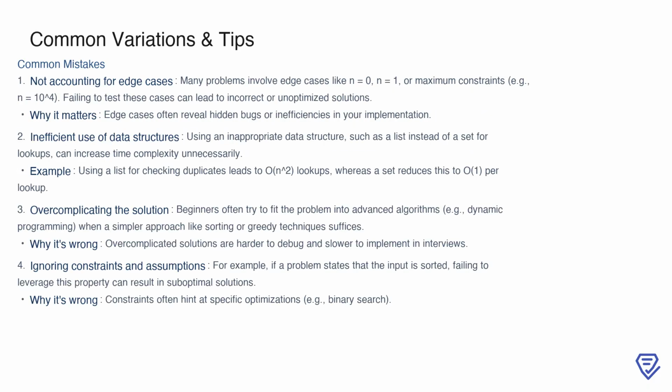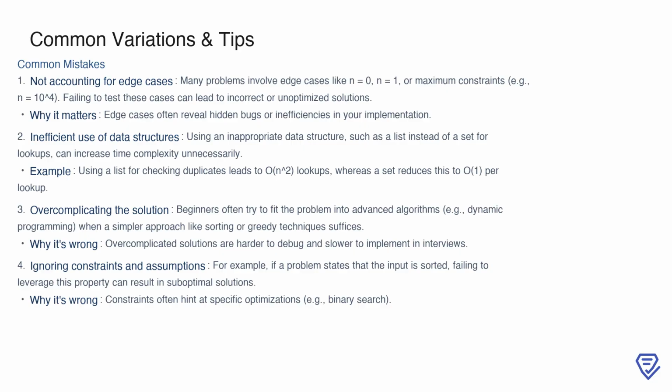When solving problems like beautiful arrangement, there are several common mistakes to watch out for. One of the most frequent issues is not accounting for edge cases, such as when n equals 0, 1, or when you're dealing with very large constraints, like n being 10,000. These edge cases often expose hidden bugs or inefficiencies in your solution, so be sure to test thoroughly.